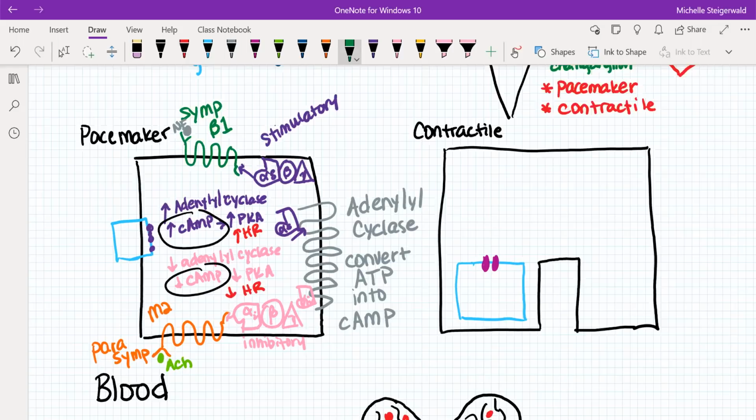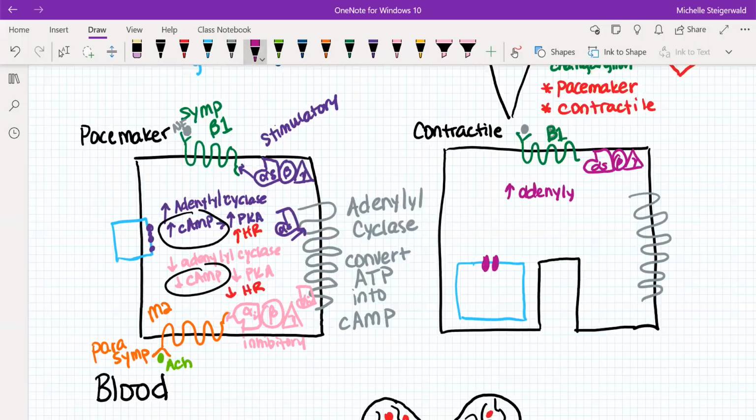On the contractile cell, it's just the sympathetic story. We do not have that parasympathetic activity here. So this is just if you have norepinephrine coming in to bind to this beta 1 receptor. Because it's beta 1, not I, that's still going to bind to the alpha S subunit. That's going to increase your adenylyl cyclase, which is going to increase production of cAMP.